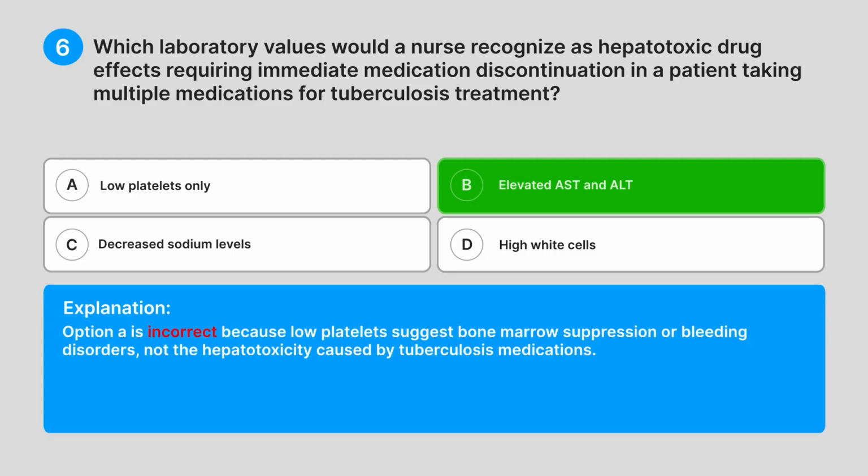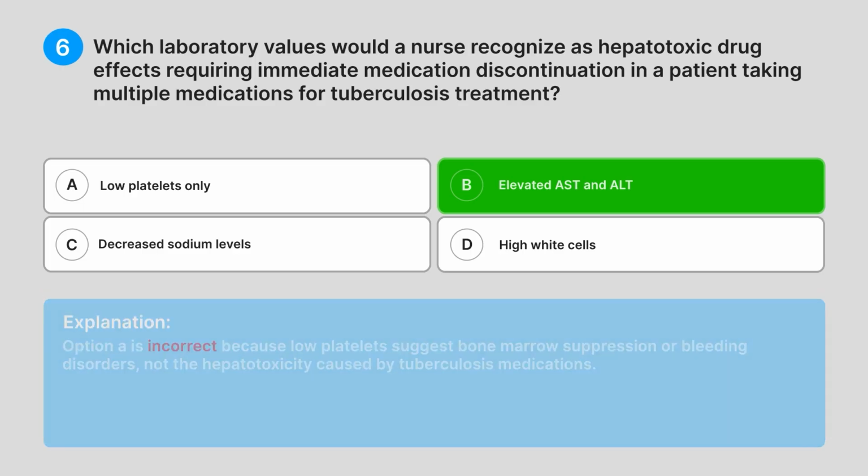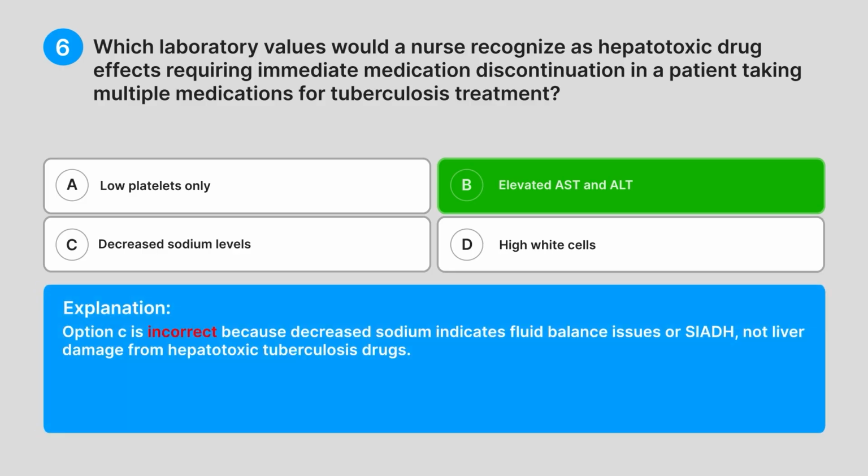Option A is incorrect because low platelets suggest bone marrow suppression or bleeding disorders, not the hepatotoxicity caused by tuberculosis medications. Option C is incorrect because decreased sodium indicates fluid balance issues or SIADH, not liver damage from hepatotoxic tuberculosis drugs.